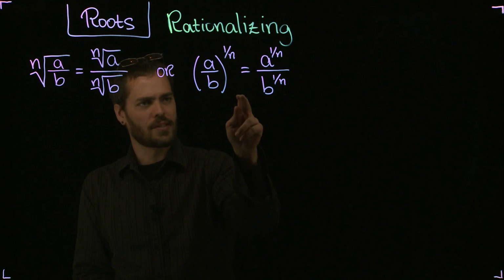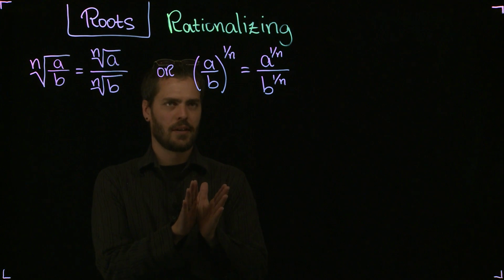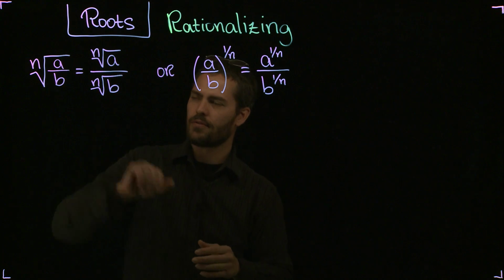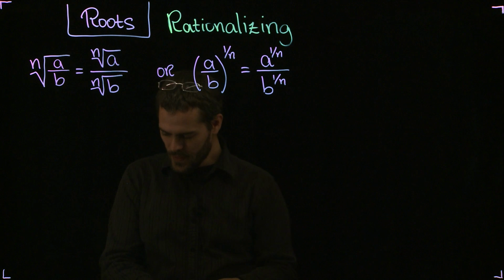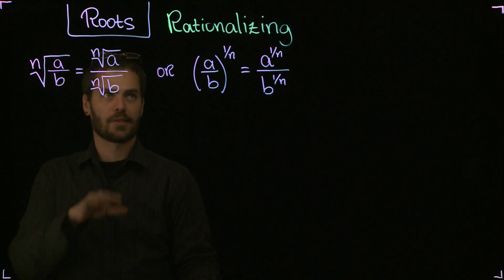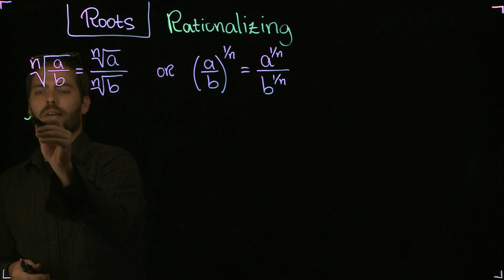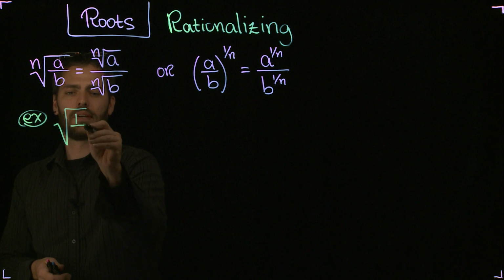And I'm not really going to focus on this too much. I just wanted to point out that this fractional representation, when it comes to exponents, is the same as the root form, and they follow the same rules and properties. So let me give you a few examples to illustrate these properties, starting with the square root of 1/9.